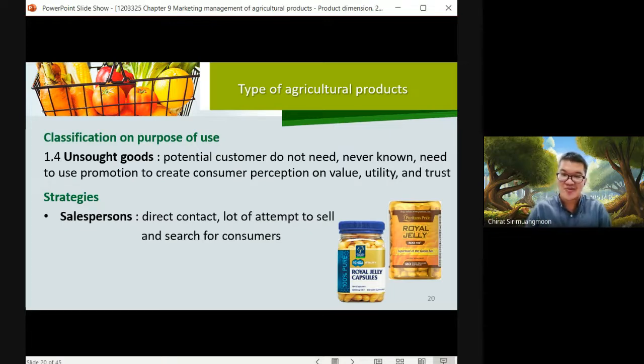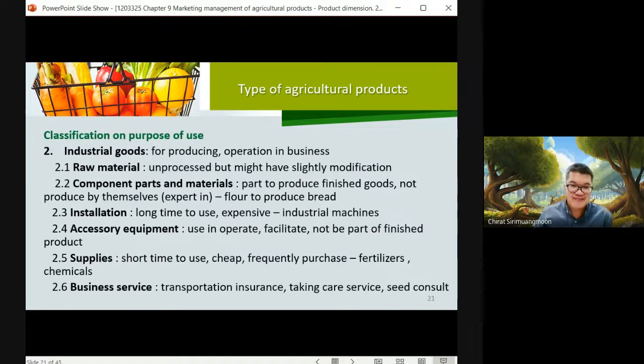Then what is the function of the product? The strategy for unsought products is direct contact. You can talk directly, with lots of attempts to sell. You need to do some promotion, and sometimes you need to search for the direct consumers to make sure that you link with the consumer. I would say this is going to cost a lot, and unsought goods might need some time to be accepted by the consumer.